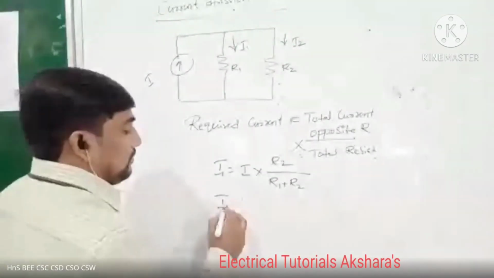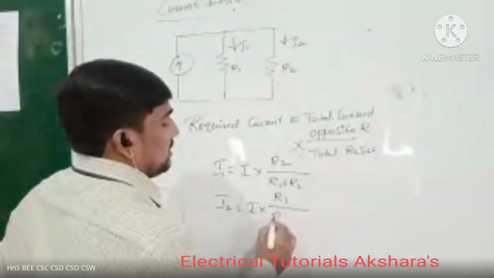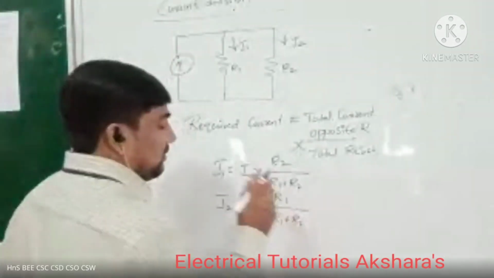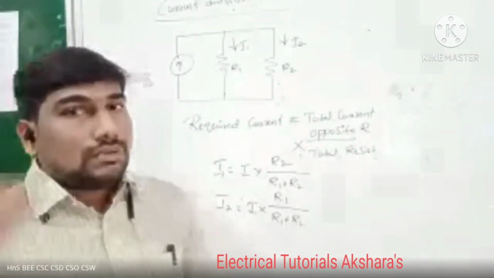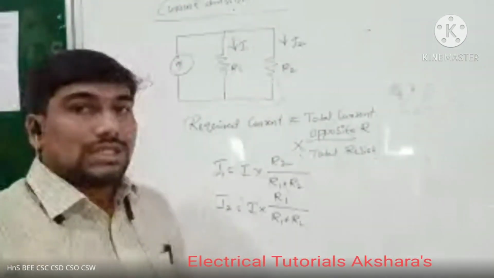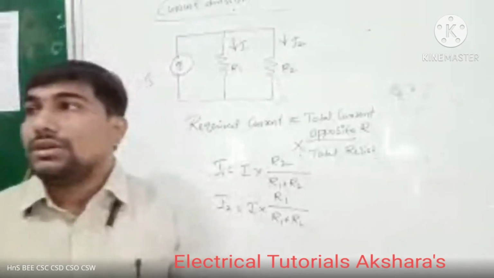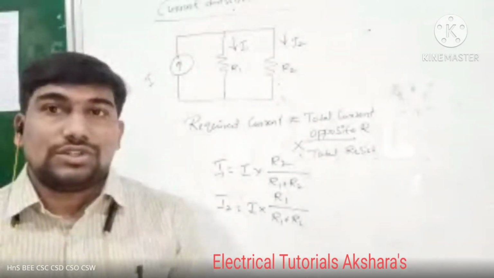Now coming to I2: total current into opposite resistance by total resistance. These are very fundamental formulas of the current division rule. These formulas are only used for two resistors. If two or more resistors are given in our circuit, then you can simplify that circuit first. That is the first concept.